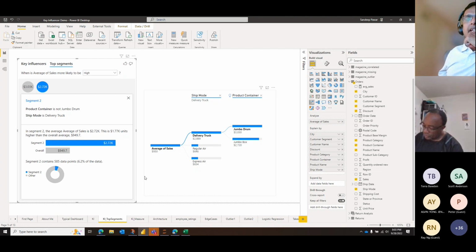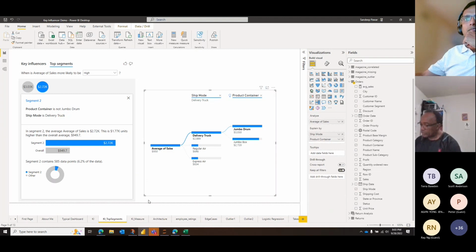Okay. Any questions so far? Okay. I'll keep going. Fernando said that every time he shows the decomposition tree to business users, it has the wow effect. Just a comment. Yeah, I like that as well.